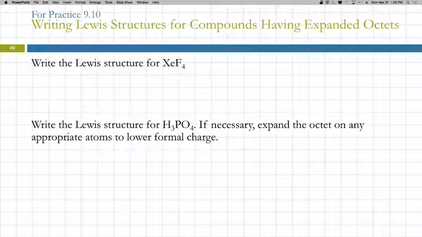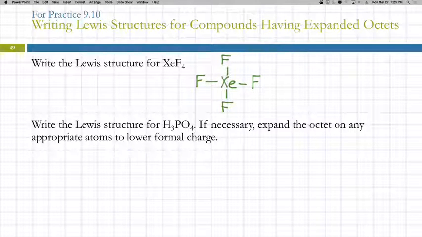So let's write the Lewis structure for xenon tetrafluoride. What would you predict the central atom is? Xenon. Fluorine is more electronegative, and so that's most likely going to be terminal. Also, these things tend to be really symmetrical. So we'll put the fluorines around.